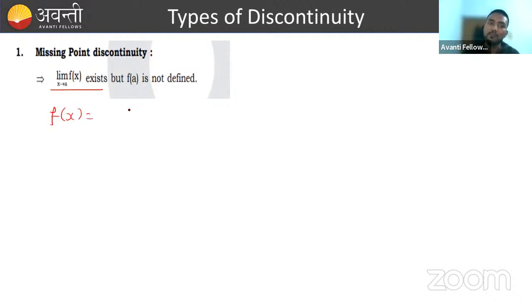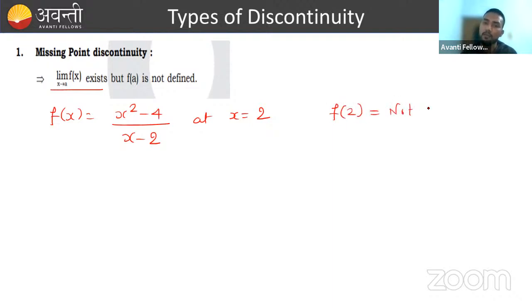Suppose f of x is equal to (x square minus 4) divided by (x minus 2), and we have to find whether this function is continuous at x equals 2 or not. Now you know that if I put x equals 2, then 2 minus 2 will become 0 and it will not be defined. So certainly you can see f of 2 is not defined, because 2 minus 2 becomes 0. So the function is not defined.